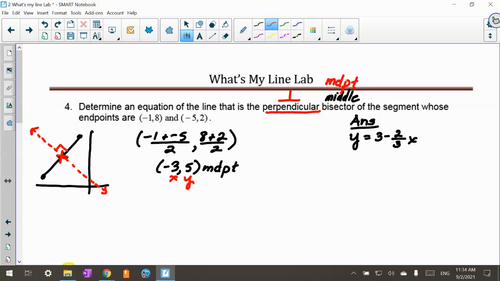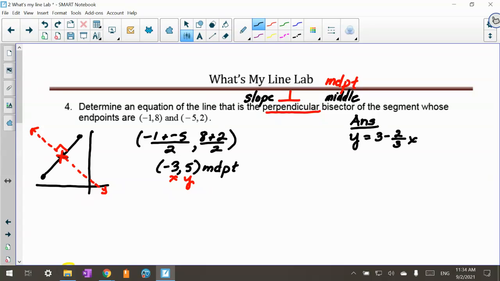Now it says it's the bisector. Oh, we already did the bisector. It's perpendicular. Well, perpendicular has to do with slope. So the bisector had to do with the midpoint. This has to do with slope. Okay. I'm like, okay, I can do slope.